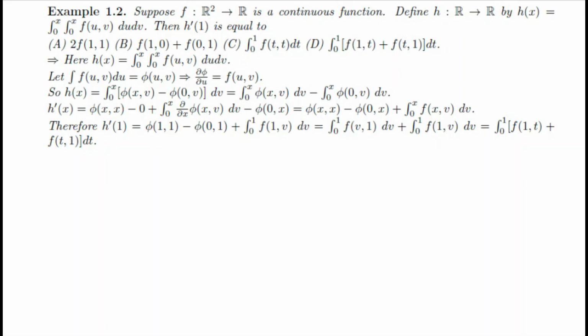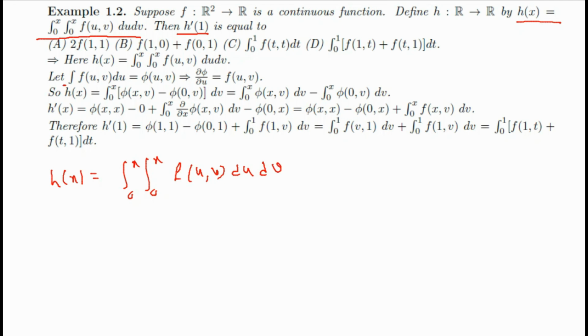Now the last problem in this topic is 1.2, and this problem is basically complicated, and I will try to solve this step by step. First, h of x is given. This is a 2 variable function, and we need to find h dash 1. So the first step is h of x equal to, it is given, integral 0 to x of f of uv du dv.